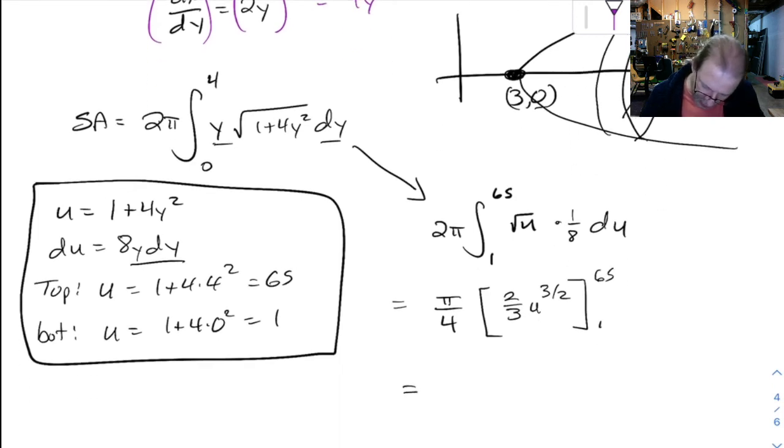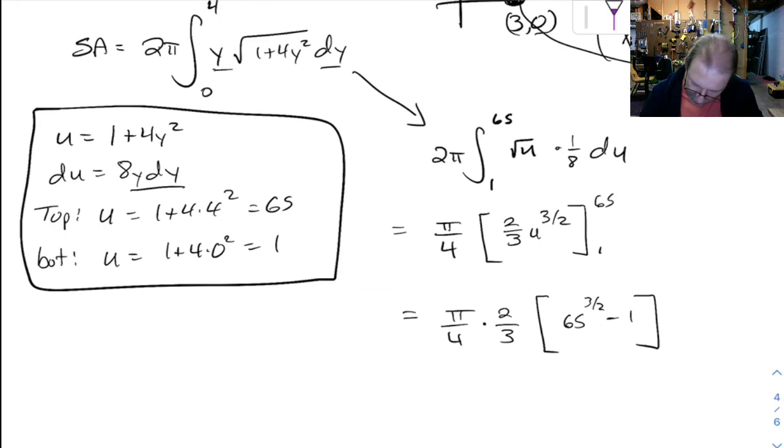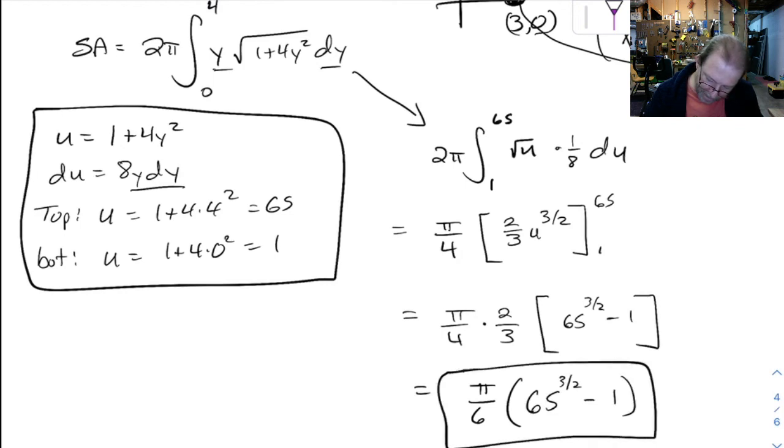So our answer is going to be pi over 4 times, maybe I shouldn't say final answer, there's like 2 more steps. Put in the 65 and the 1, you get 65 to the 3/2 minus 1. And the only thing left really is to combine this stuff together. That's going to give you 2 pi over 12, so pi over 6 times 65 to the 3/2 minus 1. And that's our surface area.